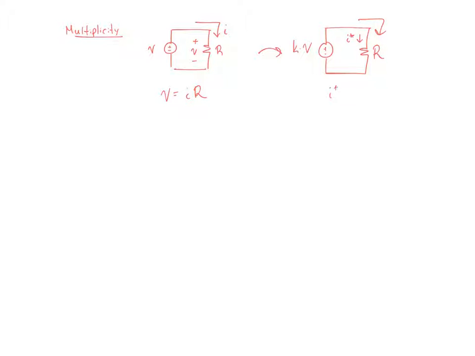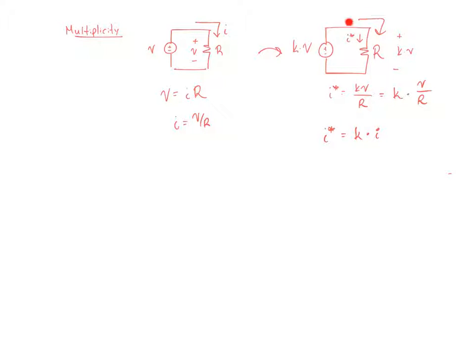We can see that I star is going to be the voltage across the resistor, which in this case is KV over R. It can be rewritten as K times V over R. Noting that over here, I is V over R, we can see that the V over R terms are the same, so this can be rewritten as I star equals K times I, which is the original current.